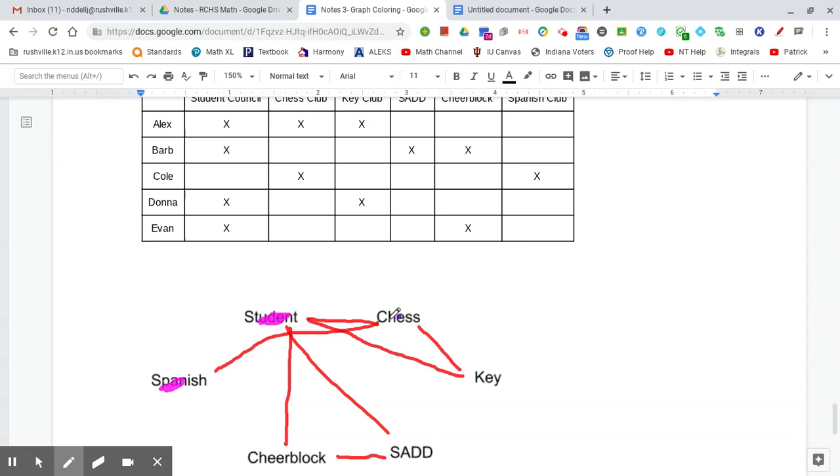And it looks like Chess Club's the next vertex of highest degree. Chess has conflicts with Key, Student Council, and Spanish, so it could meet the same time as Cheer Block or SAD. So it doesn't matter which one, but once I choose one of them to color, I can't choose the other one because SAD and Cheer Block have a conflict. All right, so now I'm going to pick one more color. And SAD, I'm going to color it green, and it doesn't have a conflict with Key Club, so I'm going to also color it green.